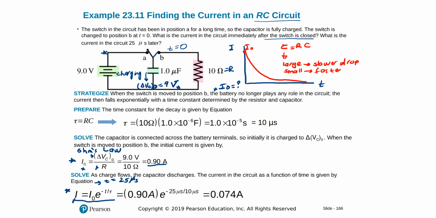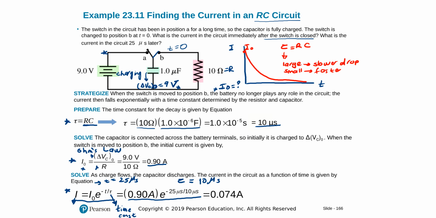The current at any time t is equal to initial current I0 times e to the minus t, the time I'm looking for, divided by tau, which is the time constant or characteristic time. So once I input all these values, I'm going to get my result. And what I need here is the tau, which is calculated up here. It's simply the resistance in the circuit times the capacitance of the capacitor. And we calculate it as 10 microseconds using the given values of resistance and the capacitance.